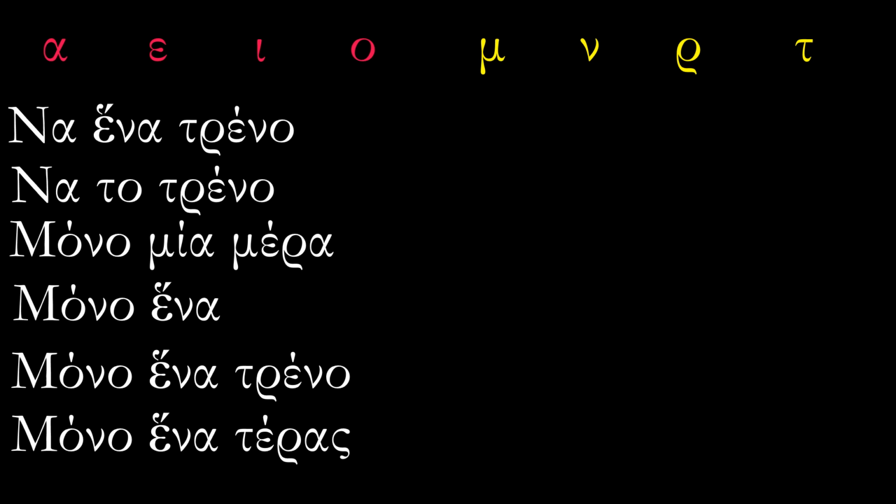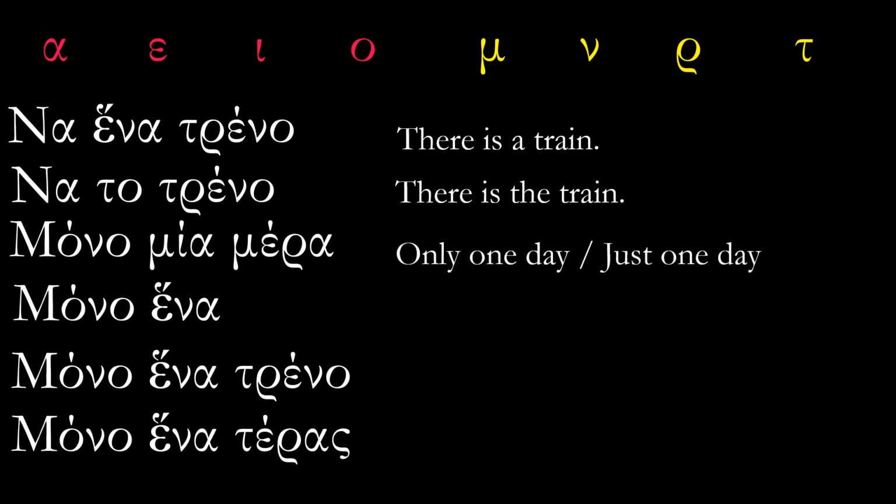Now you can say things like na ena treno. There is a train, or there is one train. Next we have na to treno. There is the train. Next we have mono mia mera. You've seen all of these words before. If you're not sure what these mean, you can just rewind this and go back and check. Mono mia mera. Only one day, or just one day.